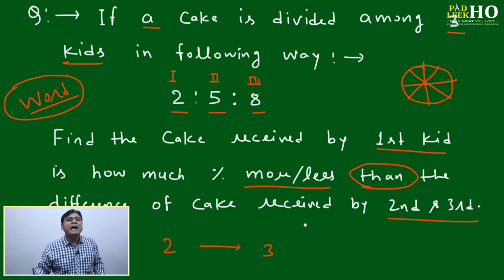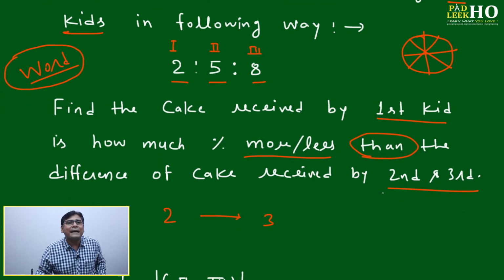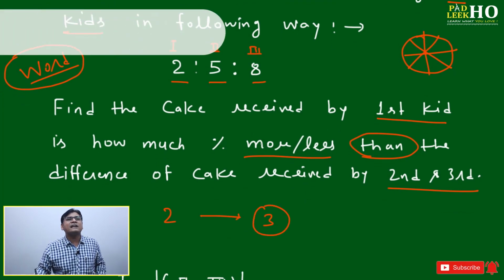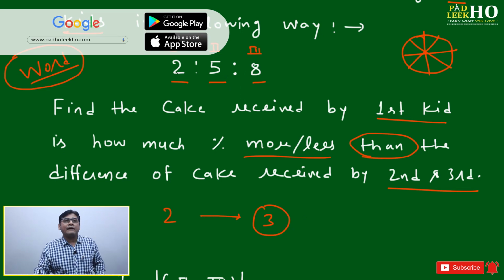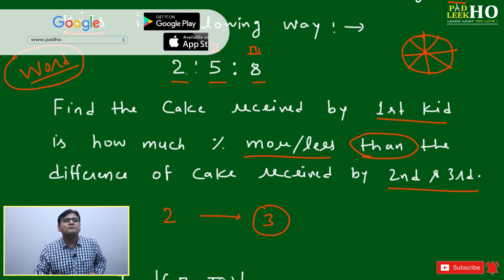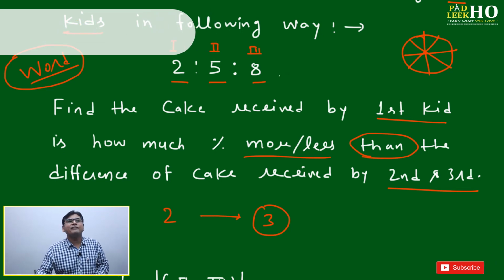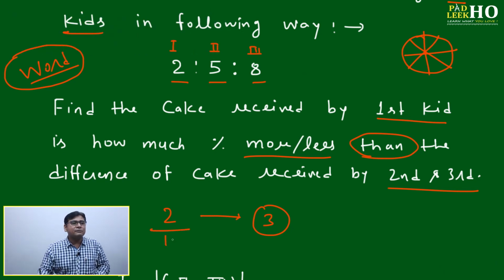Then what we are doing here, you only have to take the difference of cake received by second and third. What is the difference here? 8 minus 5. It will become 3. And the first has got 2. 2 out of total, how much is it here? 8 plus 5 plus 2. How much will it be? 15. 2 out of 15. If you want to understand it in a little fraction way, the mathematics way, then 3 by 15.